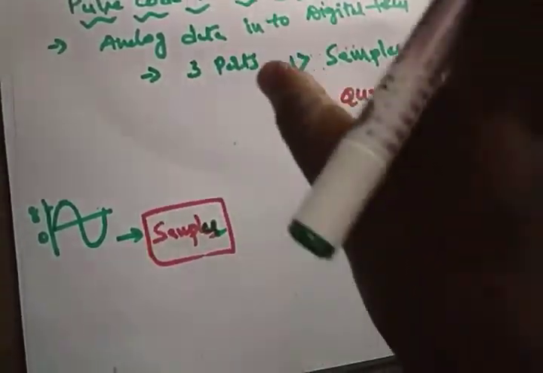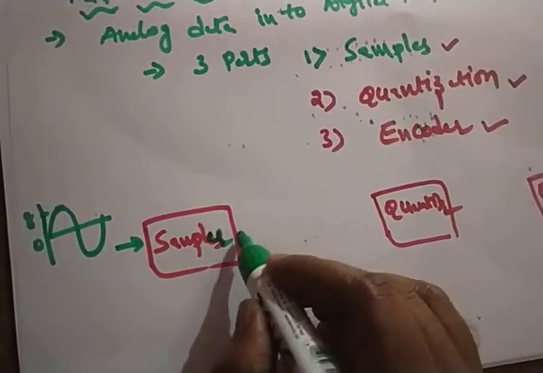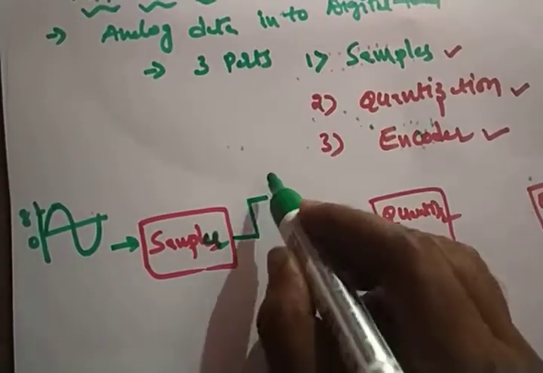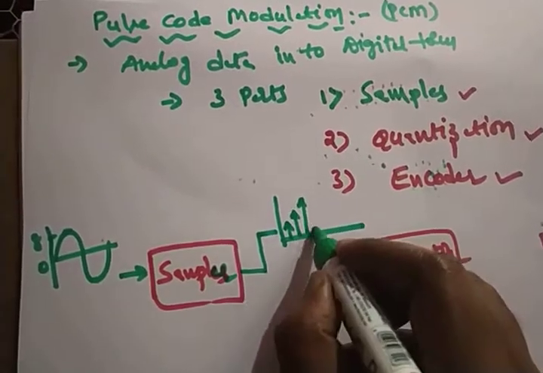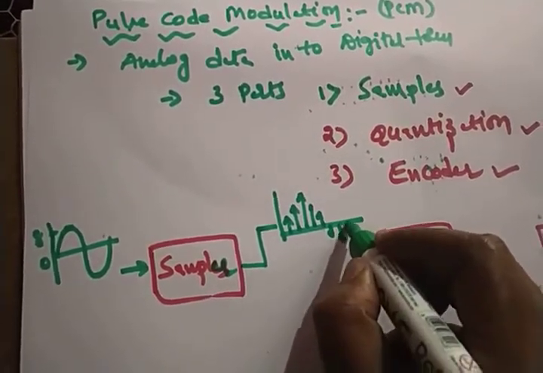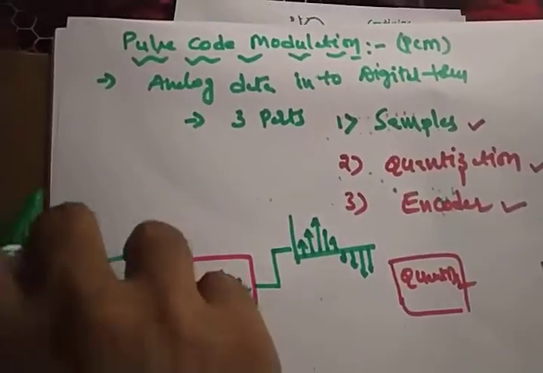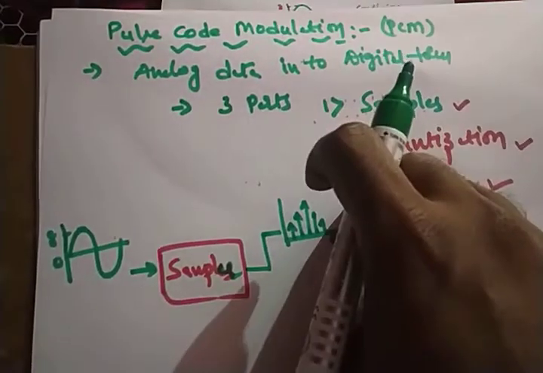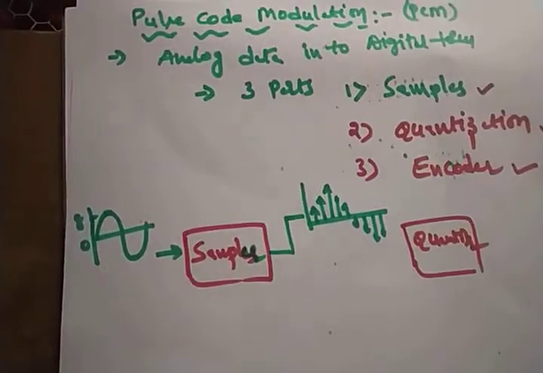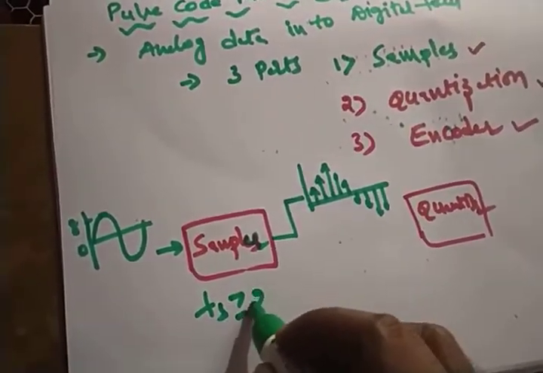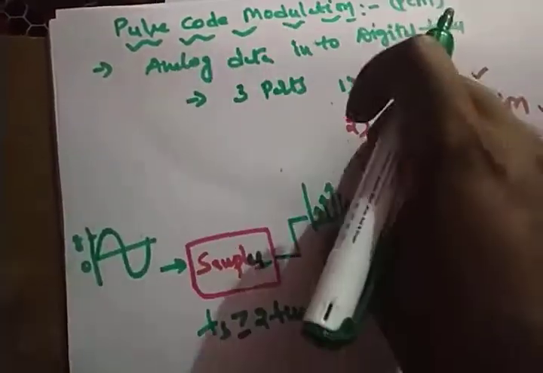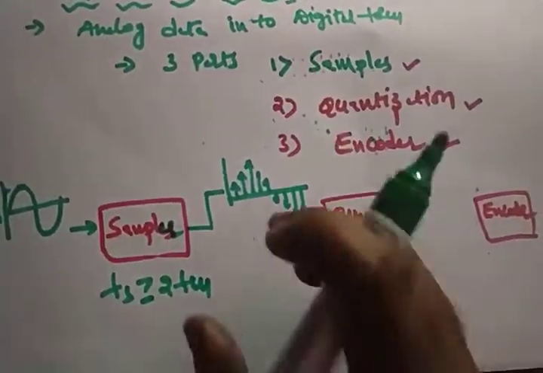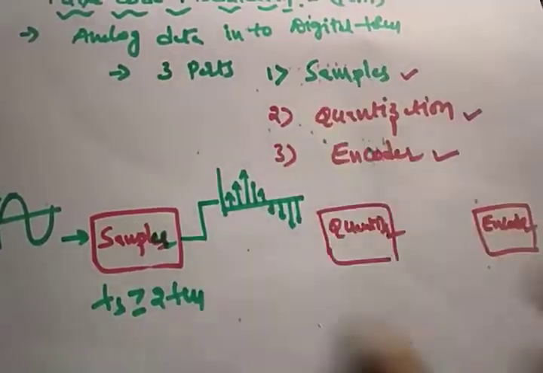That means it converts your continuous data into discrete form itself, right? What will a sampler do? It will convert analog data, continuous form, into discrete form. That is the function of a sampler. So you know how the sampler will work. Here fs should be greater than or equal to 2fm, using a train of pulses. The train of pulses is multiplied with this continuous signal, then you will get your discrete pulses, right? Your continuous signal is converted to discrete nature.